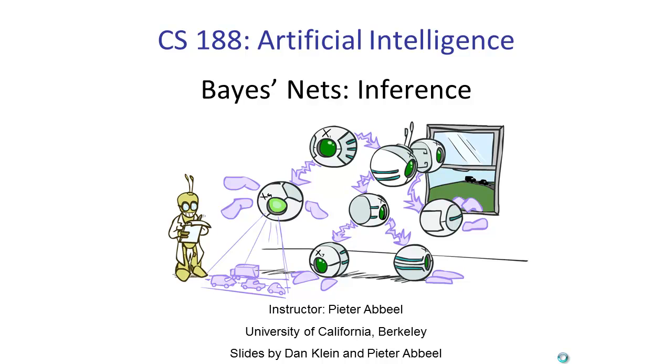All right, so we were looking at Bayes nets, and it seems pretty muted here. How is this? Better? I think so.